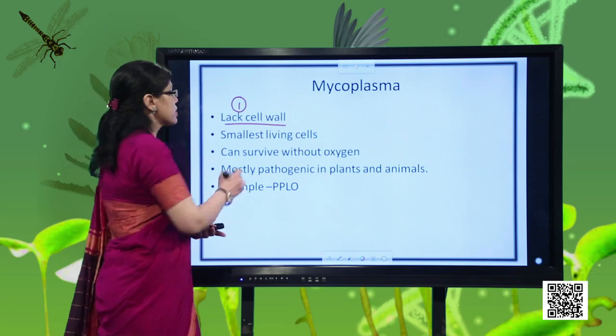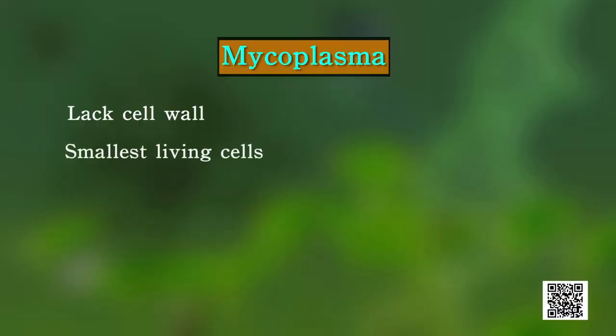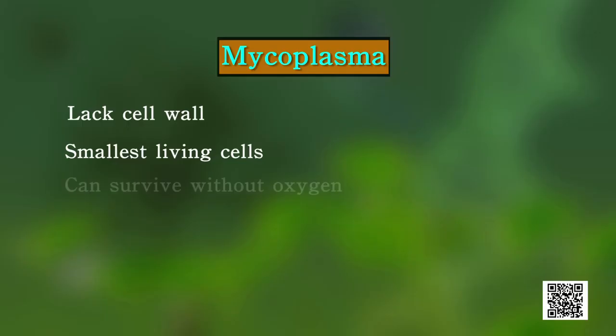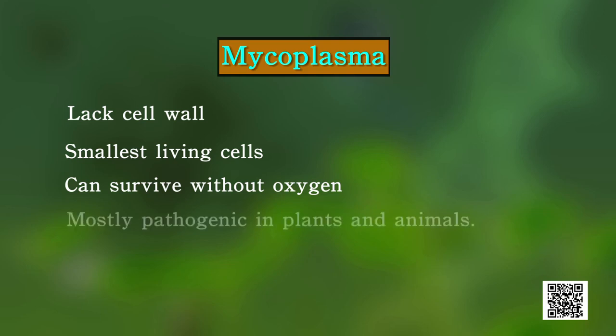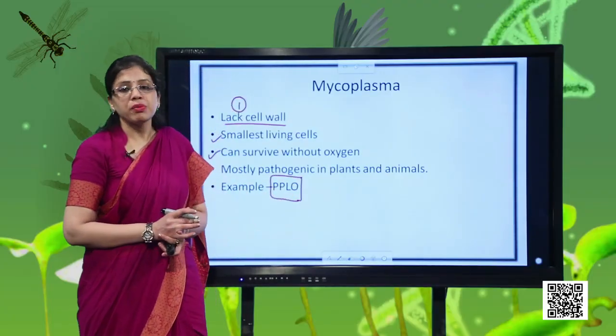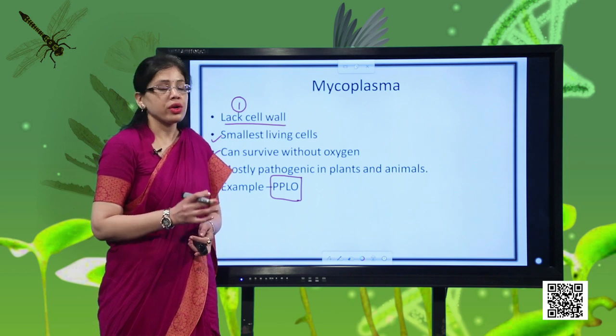Then the second feature is that they are the smallest living cells. If we compare the size of mycoplasma with a bacteria, their size is even smaller than that of a bacteria. Then the third point is that they can survive even without oxygen. They do not need oxygen for their survival. Then they are mostly capable of causing diseases in plants and animals. It means they are pathogenic. And the classical example for mycoplasma is PPLO, pleuropneumonia-like organism.